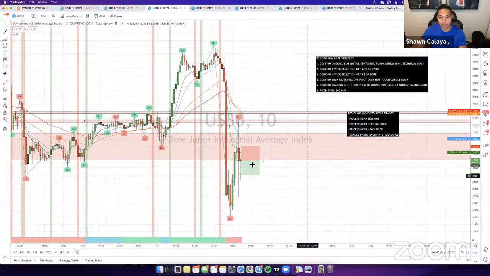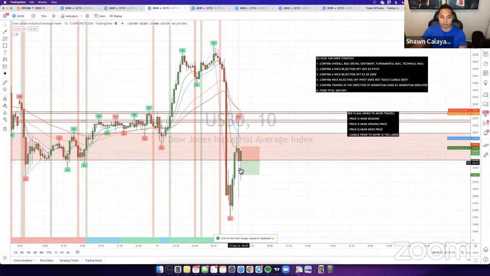I was mentioning that I wasn't going to take it if this candle here was too big, but what happened was this candle here kind of pushed up, right? So it gave me some room here to take the trade. If this candle closed down here, I for sure wouldn't have taken it, but price kind of came over here.